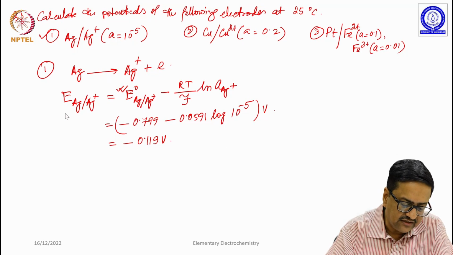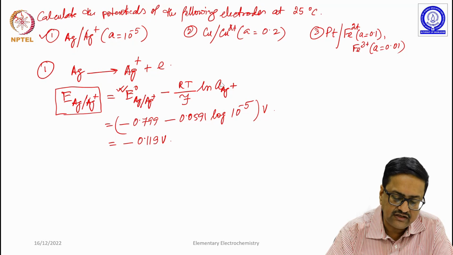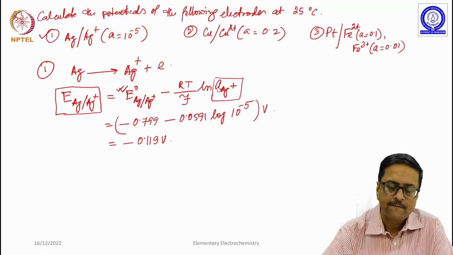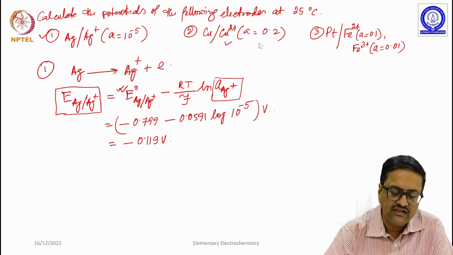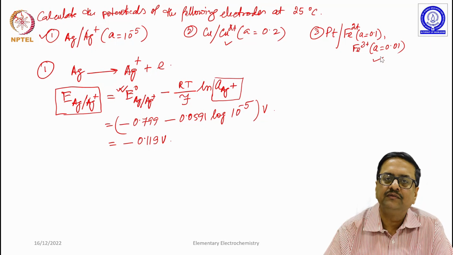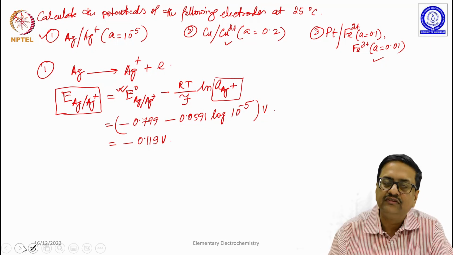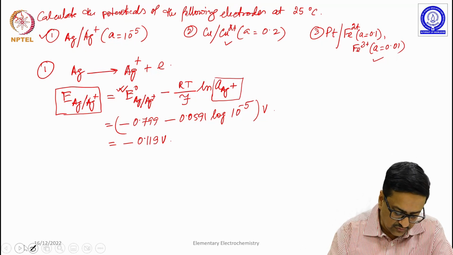So this is the EMF of the half electrode with a given value of activity of silver. So similarly, you should try to do this and that using the standard values available in any standard electrochemistry textbook which are prescribed for this course.